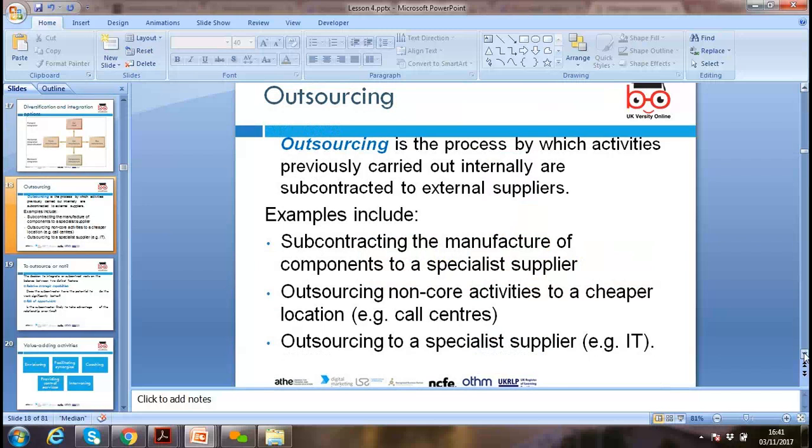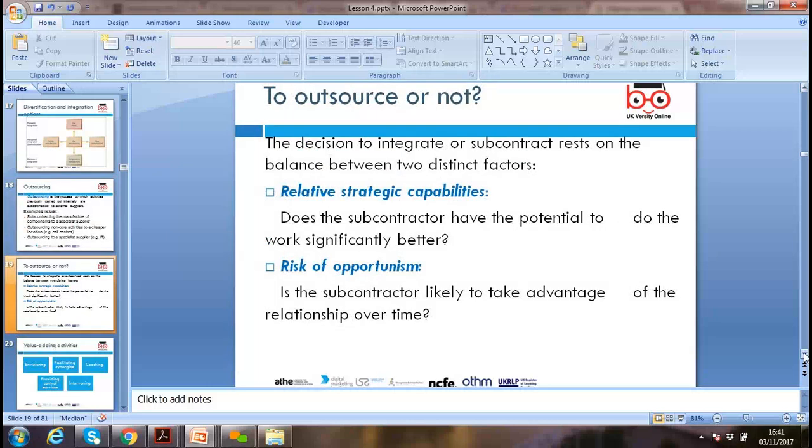Outsourcing means a lot of companies nowadays want to bring efficiency and economy, so that's what outsourcing is, like BT moving call centers to India, and various other examples of subcontracting. So when we make a plan, we need to be focused on outsourcing. Why? Relative strategic capabilities: does the subcontractor have the potential to do the work significantly better? When we are outsourcing, like Nike says, you can produce Nike products, the logo of the company is worth billions.